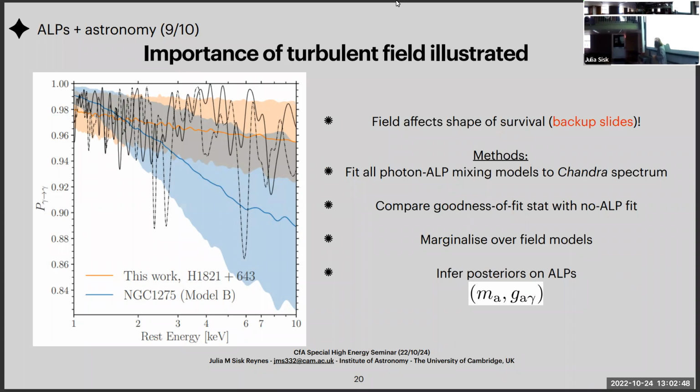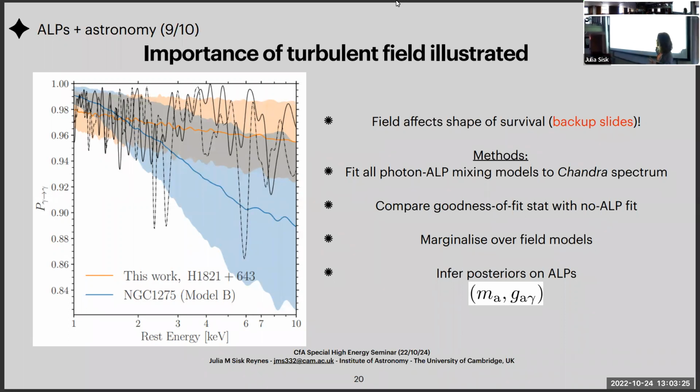Here, what we're seeing is the survival probability of the photon. So this is essentially 1 minus the mixing probability for a given set of axion parameters. And these black lines are representing the expected survival probability for 2 different field configurations. You can see that these energy dips are actually quite sensitive to the structure of the magnetic field. So this is why it was important to generate 500 realizations of the turbulent cluster field.